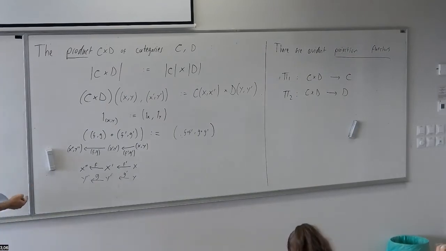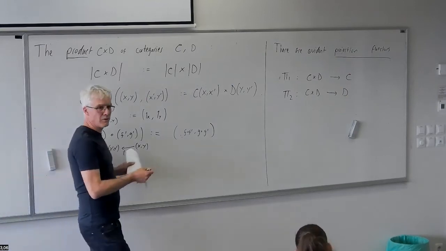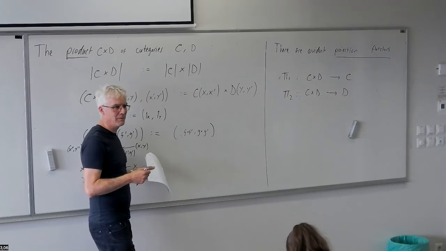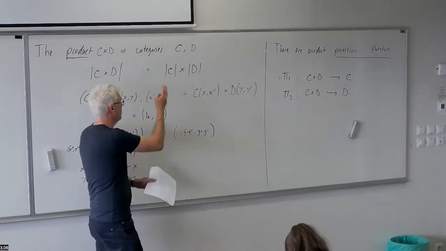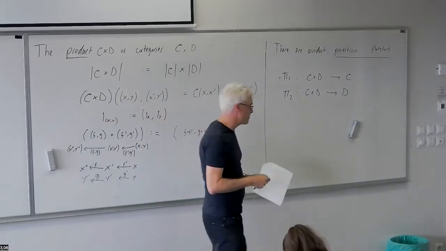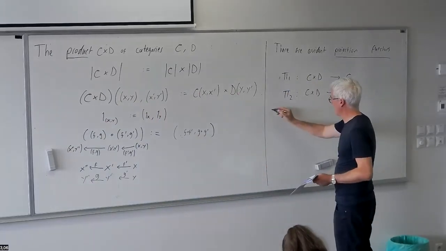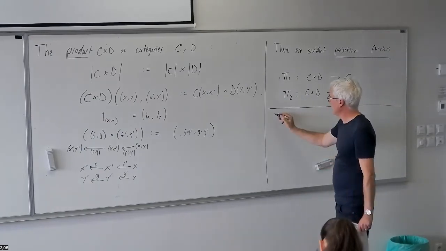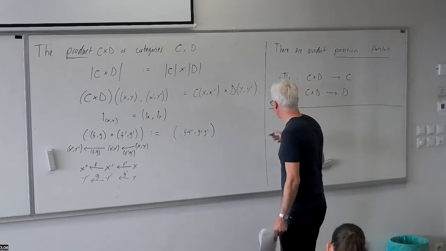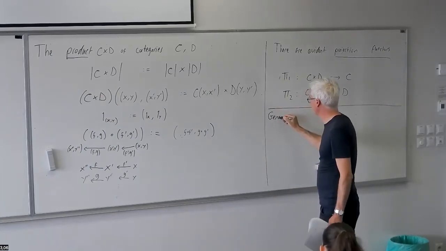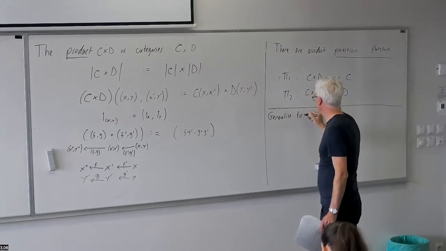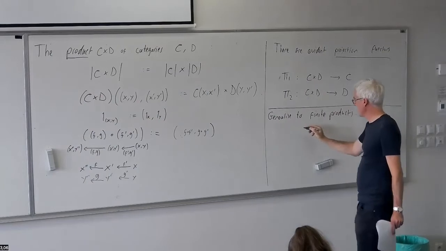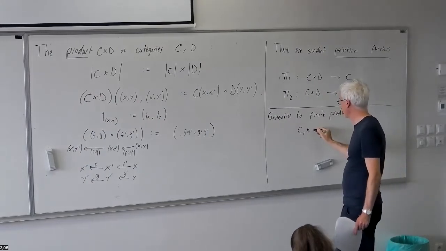So that is the product category. I tried to draw a picture of it, but I couldn't quite see a good way of drawing a picture. But the idea of pairs of things and pairs of maps perhaps doesn't require too much, it's not that complicated to visualize. And then having understood this, one can generalize this to finite products. I don't want to write out the details, but it's kind of obvious now how to do it.